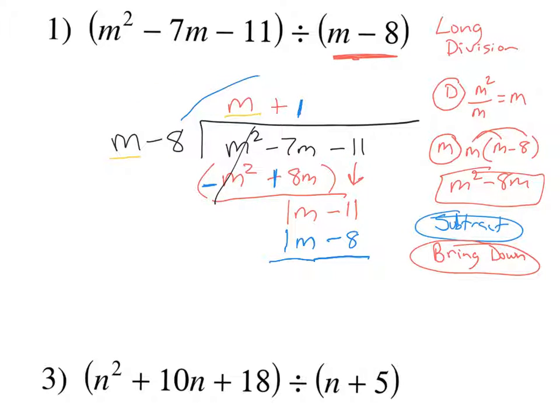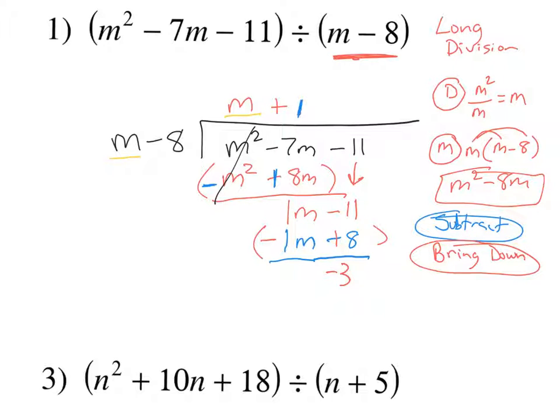Let me get rid of this. And then what do we do with our signs? Good, we change them. So this changes to a minus, and this changes to a plus. So now you're left with negative 11 plus 8. Let me make it a little bigger for you. So we have negative 11 plus 8, and so that's going to leave us with minus 3.